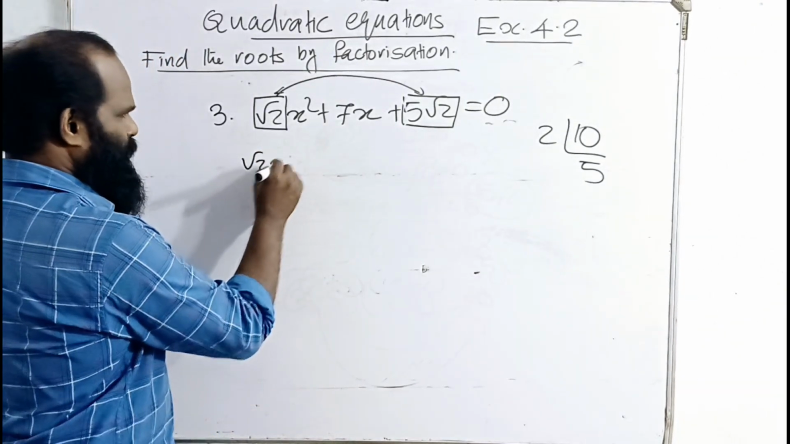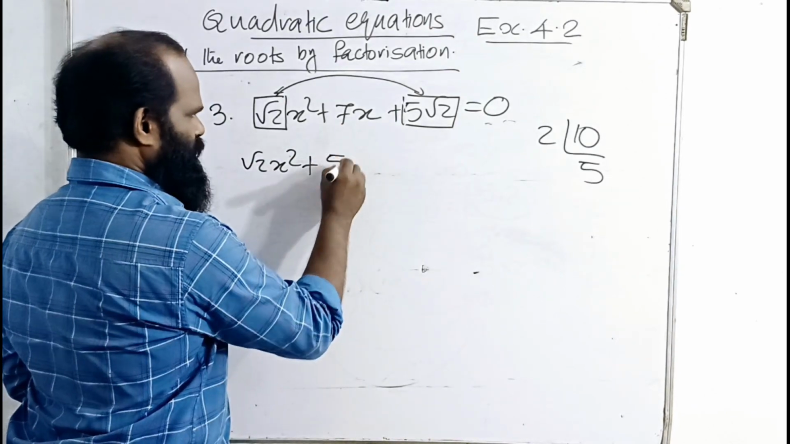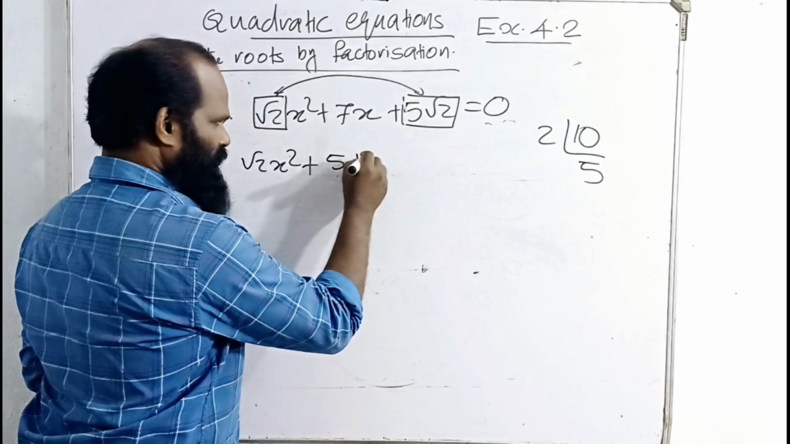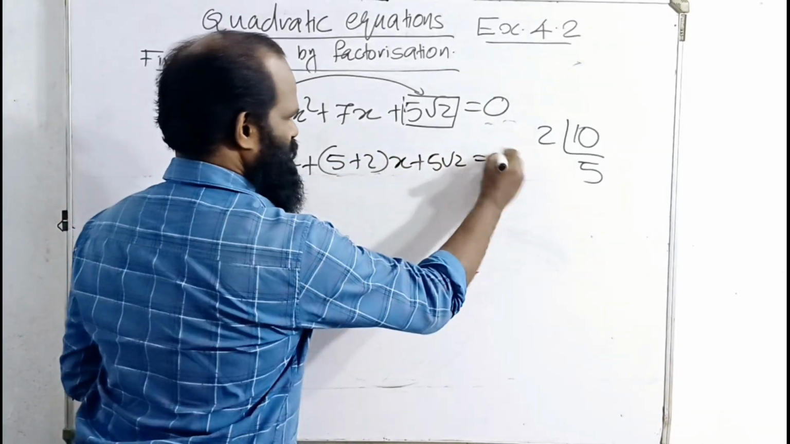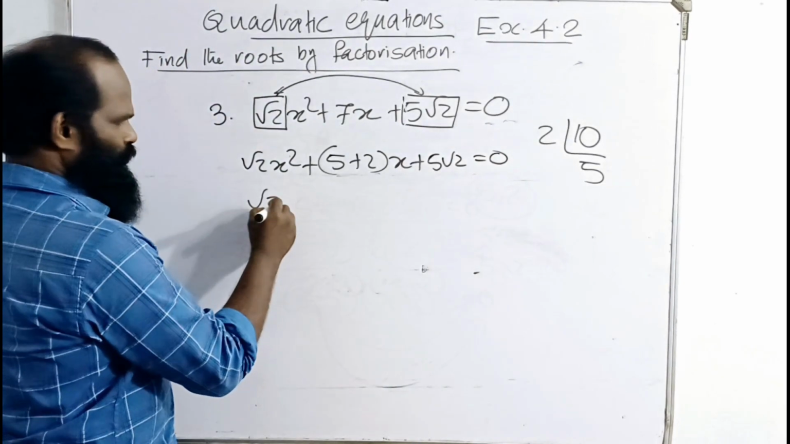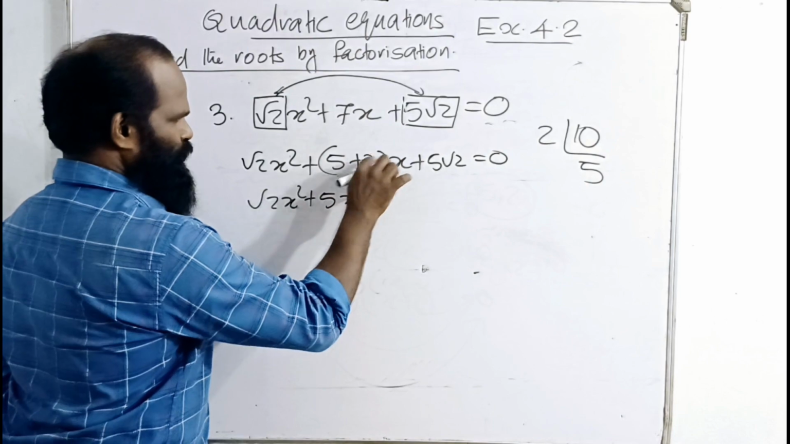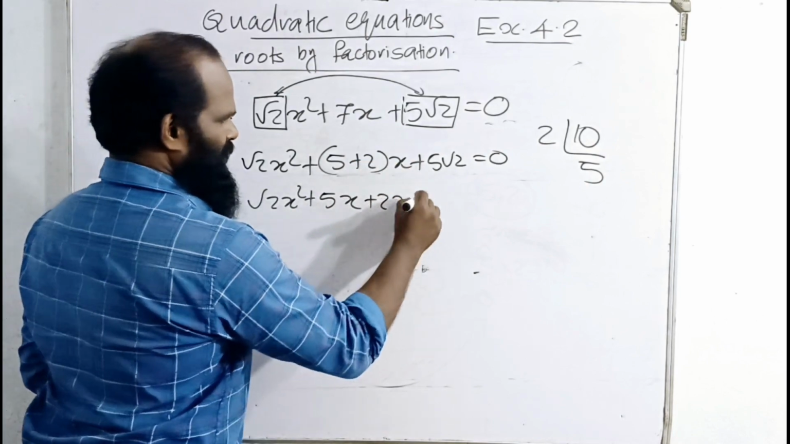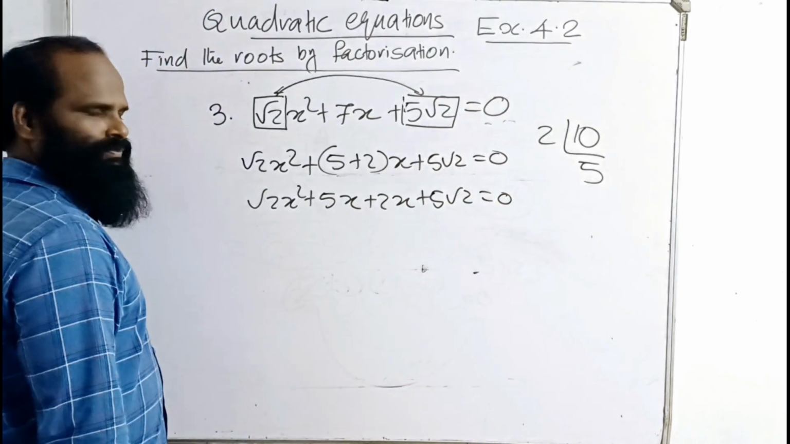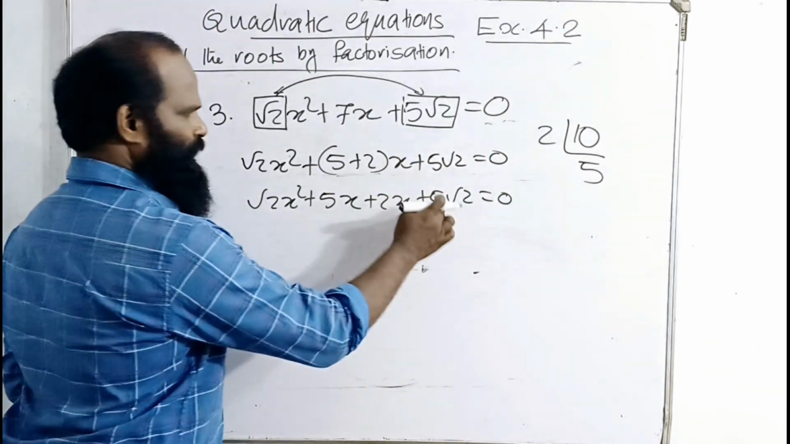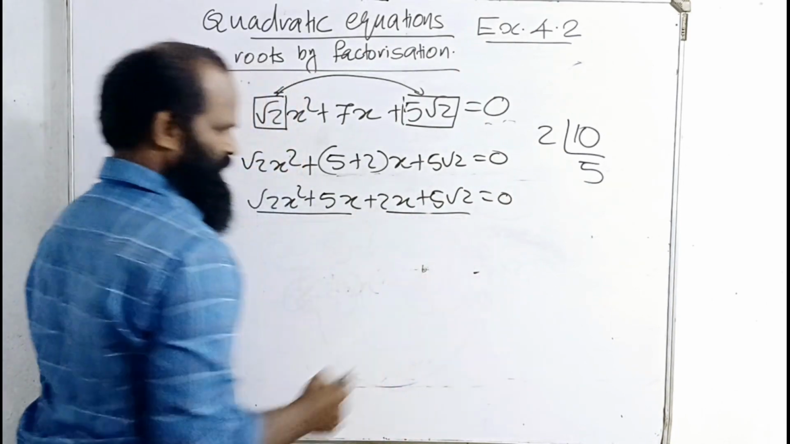So root 2x square plus, this can be straight away written 5x plus 2x, or 5 plus 2 into x, plus 5 root 2 is equal to 0. Root 2x square plus 5x plus 2x plus 5 root 2 is equal to 0. 1, 2, 3, 4 terms. First group and second group.